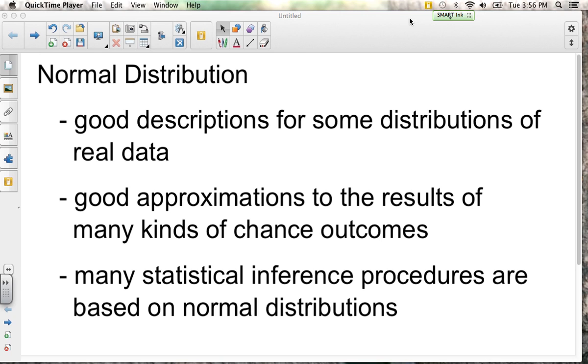Now, a couple things I want you to realize is that we've already talked about normal distribution, and I'm just going to reiterate some of the things that you should know. Normal distribution is a good description for some distributions of real data. It also has good approximations to the results of many kinds of chance outcomes, and many statistical inference procedures are based on normal distribution.